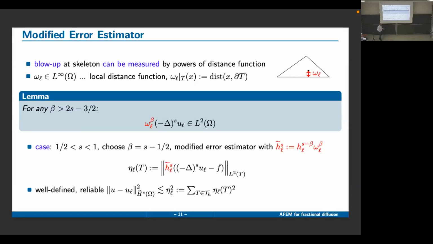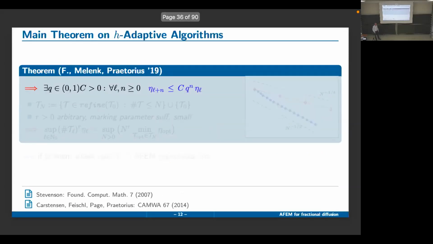Okay, so we can use this to actually do our adaptive algorithm. And then can say, what about, did we lose something? Unfortunately, no. So we're still able to prove the following theorem. And I would say this is, we call it the main theorem on h-adaptive algorithms.